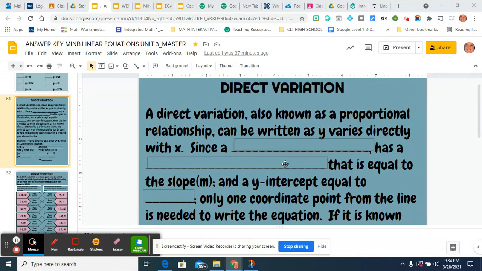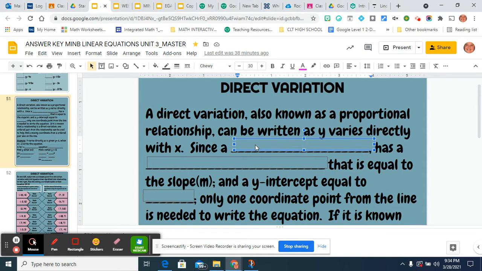Okay, so this is the second day. We're going to still talk about direct variation. We should know by now that direct variation is a type of linear equation whose y-intercept is the origin, so 0. And if you take a y-coordinate and divide it by the x-coordinate, you'll get the constant of variation, and that will equal the slope.